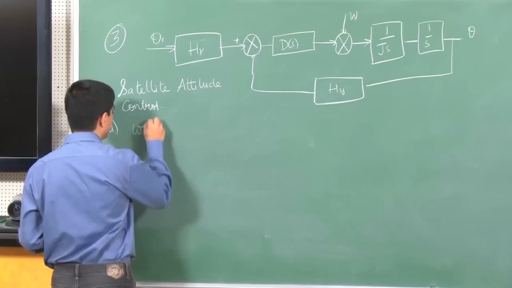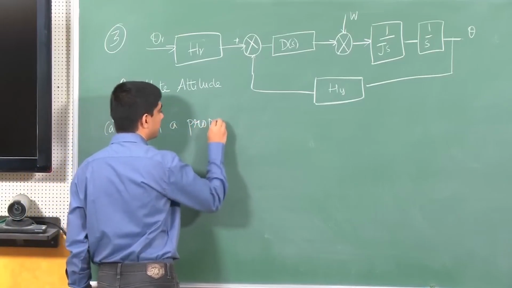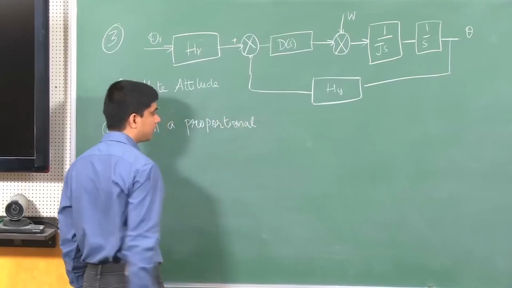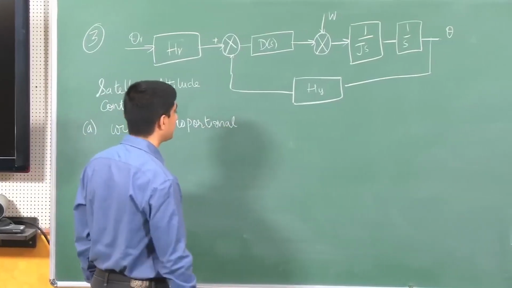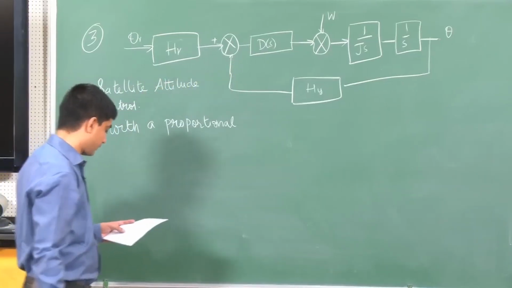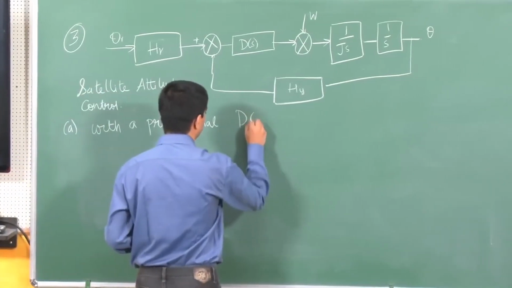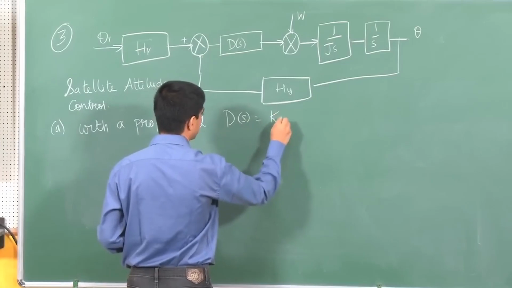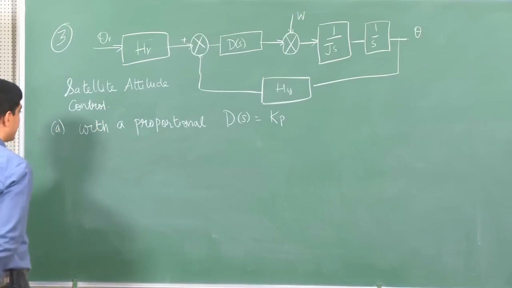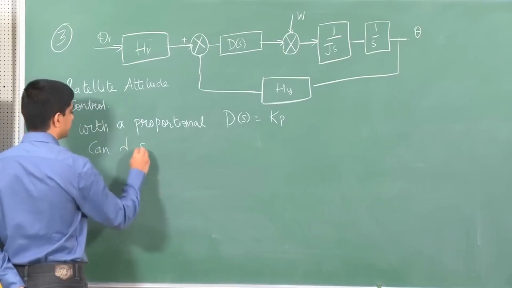with a proportional controller, we slowly see the effects of P, PI, PD, PID and see what they mean with respect to reference tracking and even disturbance rejection. So first thing is to start with the proportional controller, which means my Ds is simply a constant Kp. Can I stabilize the system, right? So can I stabilize?